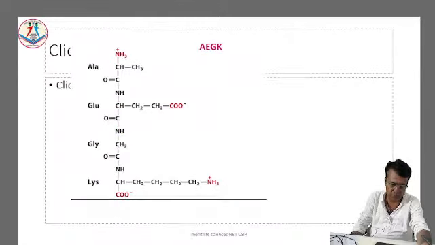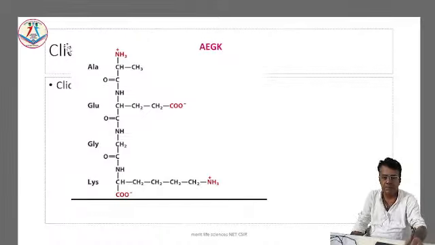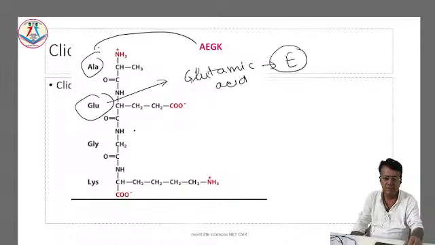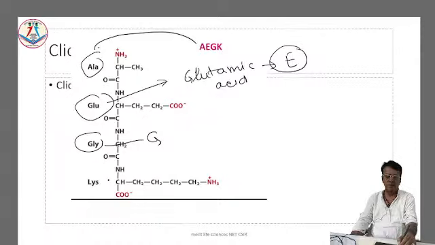For example, one more example you can see: A E G K. So A E G K. A for alanine. A for alanine. E for glutamic acid. This is glutamic acid. Now again you can see this is not G, this is E. Why? Because G is already assigned for glycine. So when there are two amino acids with a similar alphabet, one obviously is going to be assigned a different alphabet.